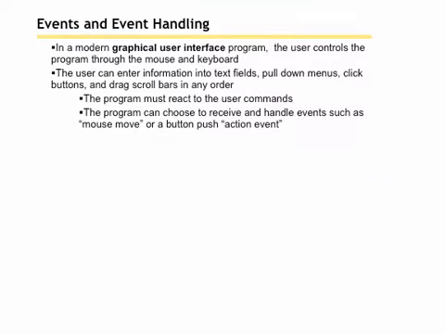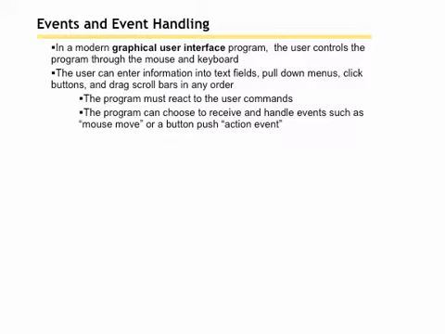In modern GUI programs, the user controls the program through the mouse and the keyboard. So it's responsive to events that happen. The user's going to click, the user's going to drag, the user's going to hover, those types of things. The user can enter information in text fields, can click on menus and pull down menus, and have cascading menus, click on buttons, drag scroll bars, and so on. The program must be responsive to these events that the user is initiating.